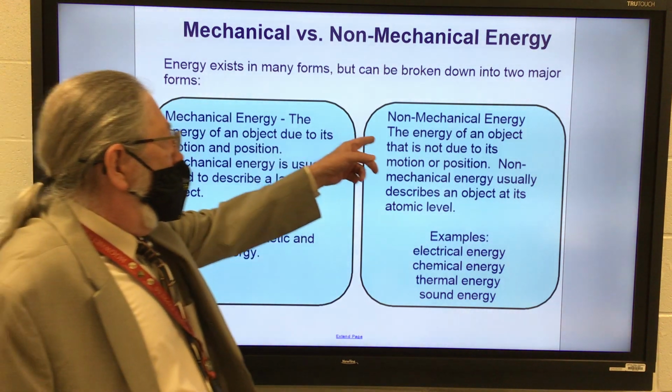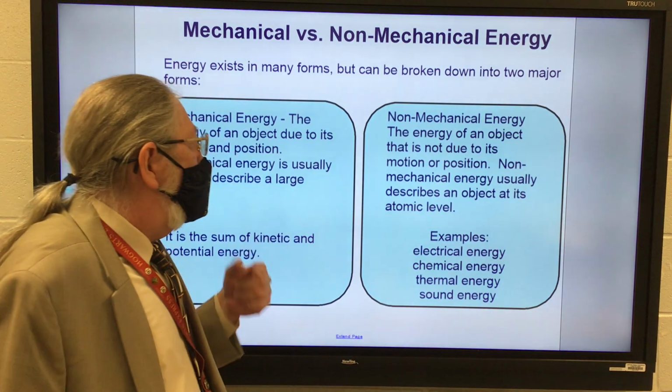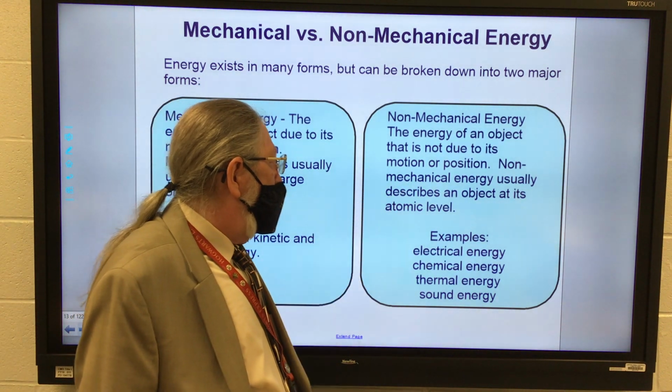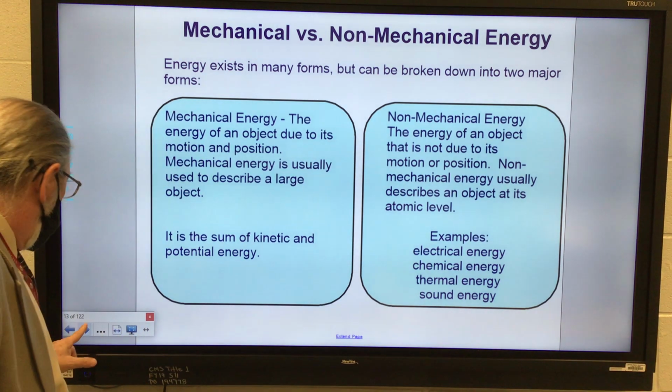So non-mechanical energy is the energy of an object that's not due to its motion or position. It usually describes an object at its atomic level.